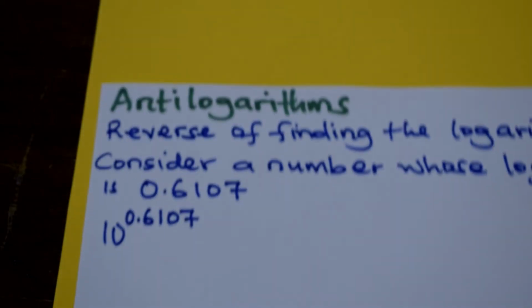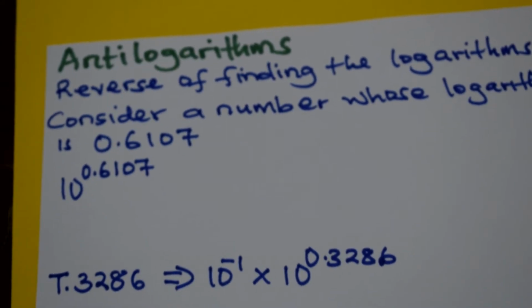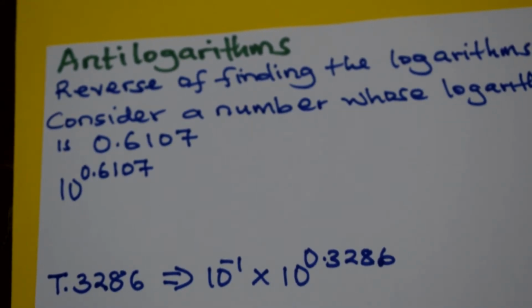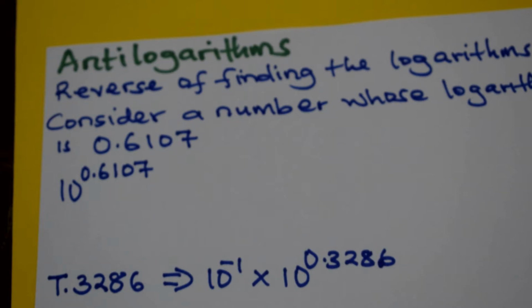So to the next part, we are going to see how to go back to the number after getting the logarithm. We call it anti-logarithms, and this one is from tables. So we reverse the finding of logarithms. We consider a number whose logarithm is 0.6107.